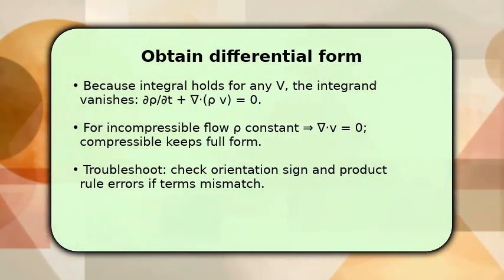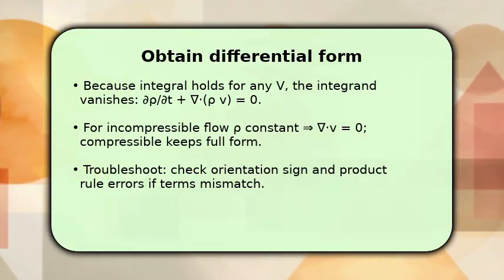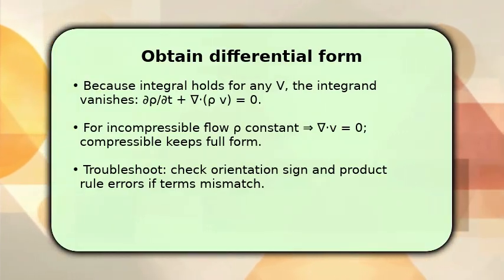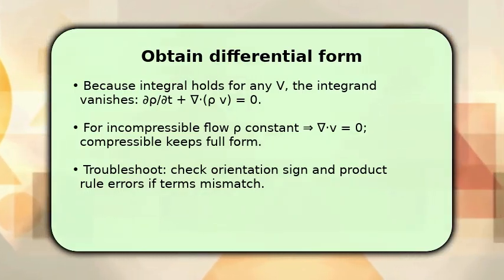Once done, note the special case. If rho is constant, pull it out to get div v equals 0 for incompressible flow. If your algebra fails, check the normal orientation sign and application of the product rule when expanding div(rho v).